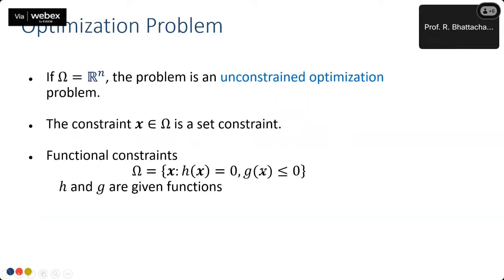If you choose omega equal to Rn, the problem is unconstrained optimization, and the constraint x belonging to omega is a set constraint. There may be other forms of constraints, which are called functional constraints, like x satisfying h(x) = 0, g(x) <= 0, where h and g are given functions. So our optimization problems usually are posed in this language.